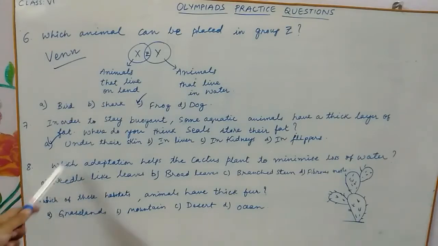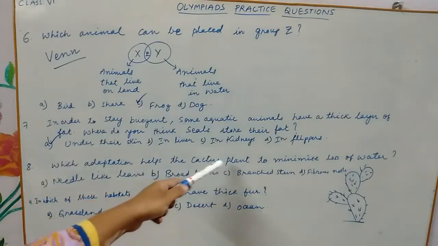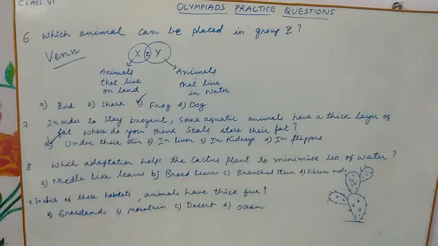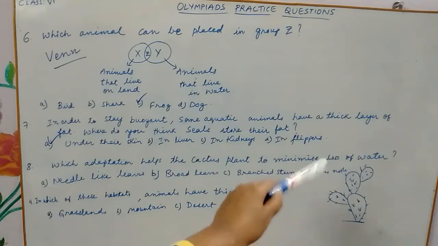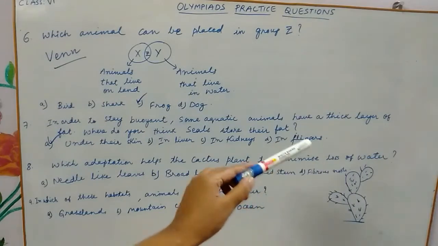Eighth one, which adaptation helps the cactus plant to minimize the loss of water? You see that here is a small picture of the cactus, one of the kinds of cactus plants, and you can see that the broad, leaf-like things are actually not leaves. They are stems that store a lot of water. Okay, and the needle-like things that you see are actually the leaves, children.